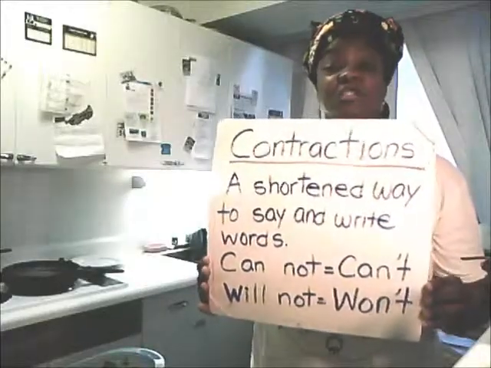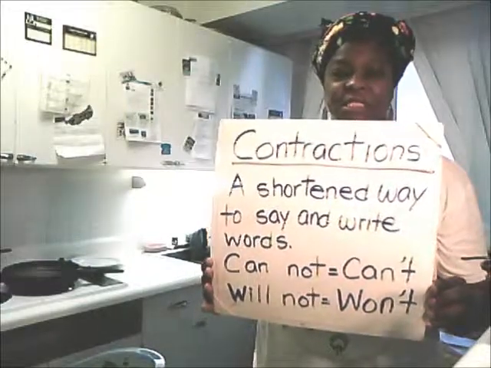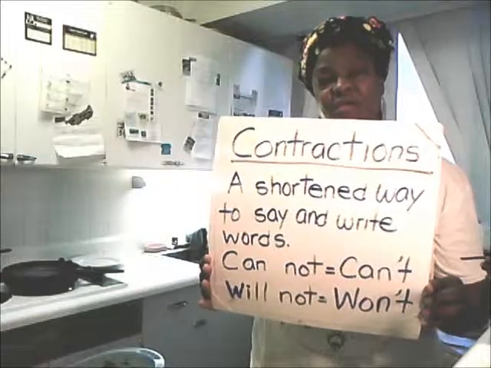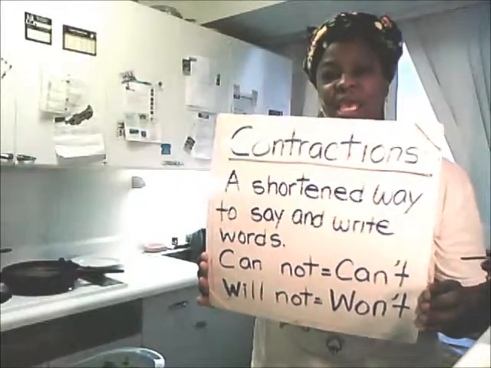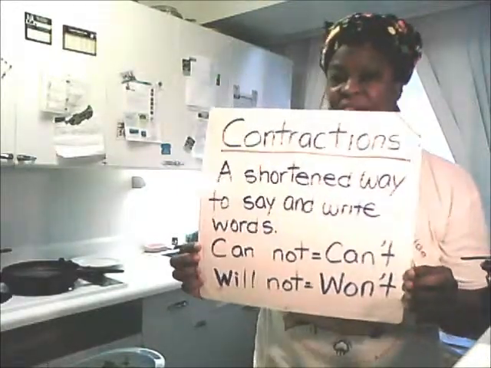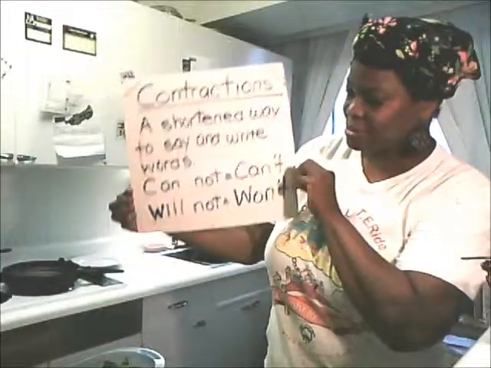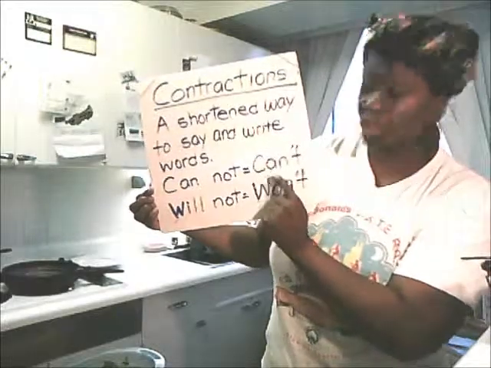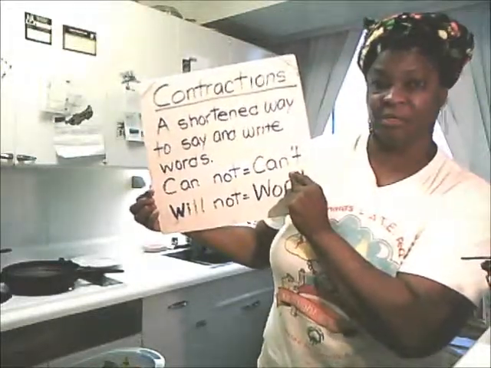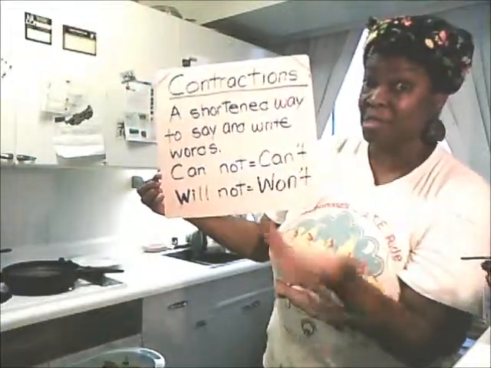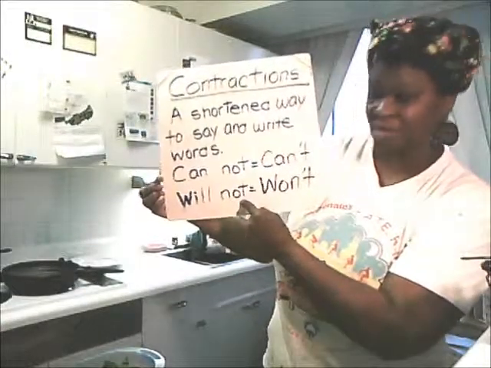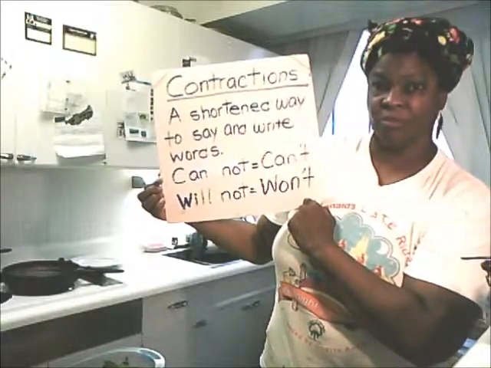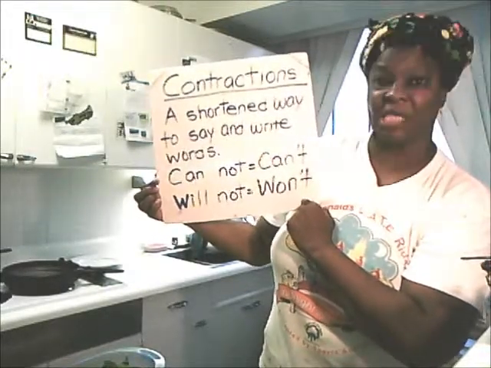Hi, everybody. As Jewel said, our English segment today is about forming contractions. Contractions are a shortened way to say and write words. For instance, if you don't want to say or write the words cannot, you can shorten it to the contraction can't. Let's say you don't want to say or write the words will not. You can shorten it to the contraction won't. The meaning will still stay the same.